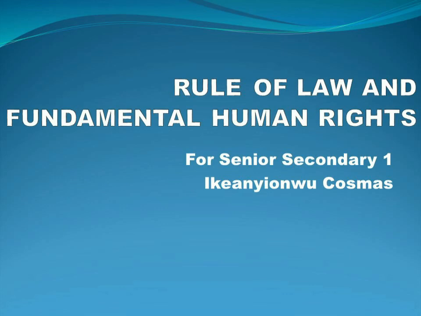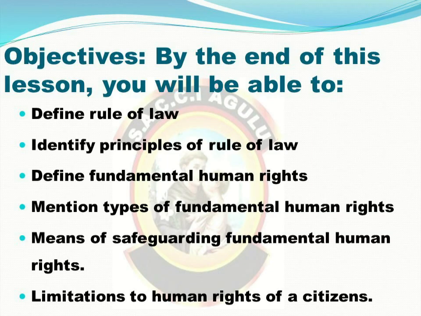Today, we will be treating rule of law and fundamental human rights of a citizen. But before we proceed, here are the basic objectives of the study. By the end of this lesson, you'll be able to define rule of law, identify principles of rule of law, define fundamental human rights. Students should be able to mention types of fundamental human rights. Students should be able to identify means of safeguarding fundamental human rights of a citizen, and also should be able to state limitations to fundamental human rights of a citizen.